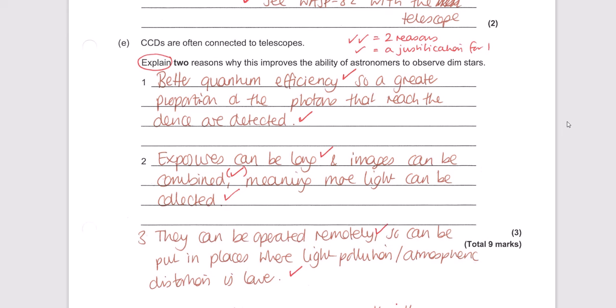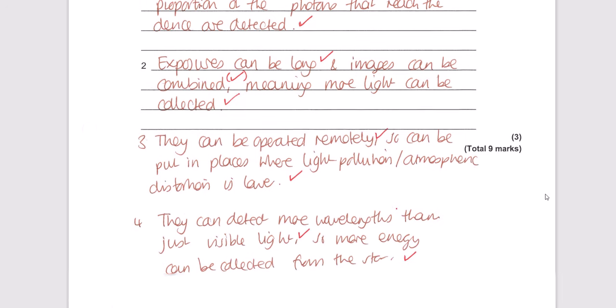We can have long exposures. You can't keep your eye open for a very long time, whereas you can keep the CCD on for a very long time. Also, you can build up pictures over time. So you could take an image of the same star every night for a year and combine all those images together. And that means we can collect more light, because the longer that it's on for, the more light can basically get into the light bucket. That's what I often call a telescope.